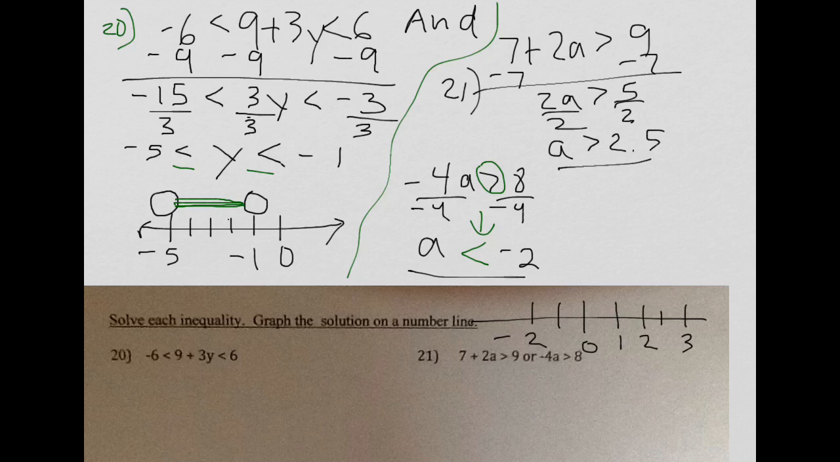So let's see, A is greater than 2.5. So that's right on the 2.5 with an open circle, greater than. Again, this is the way to greater than, to the right. The other one there, also open on the negative 2. And the direction says A's are less than negative 2, so that's going to the left. So that's what my graph should look like for 21.